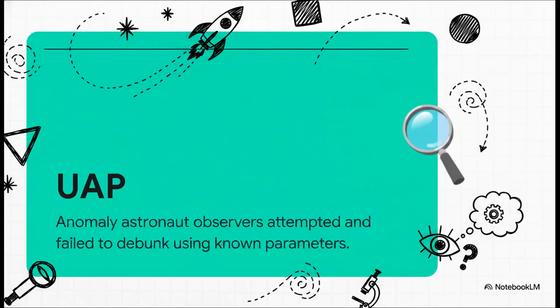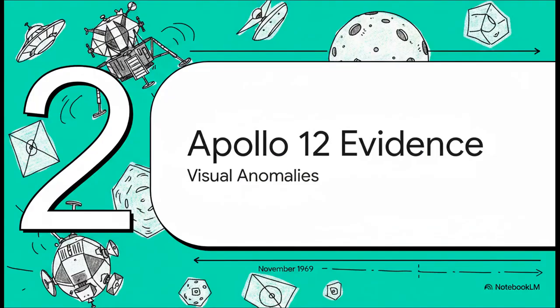Now, before we even look at the photos, we absolutely need to get on the exact same page about what a UAP is in this context. Look, we're not jumping to sensational conclusions here, and we're definitely not asserting alien life. Instead, we're focusing on physical phenomena that these natural skeptics, these incredibly rigorous scientists, attempted to explain away logically and, well, they simply couldn't. So, let's move right along to the visual evidence from Apollo 12.